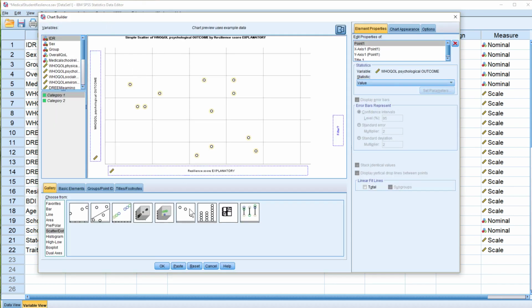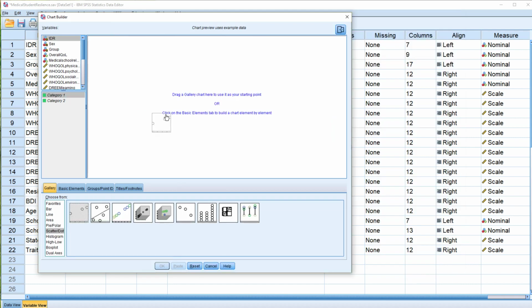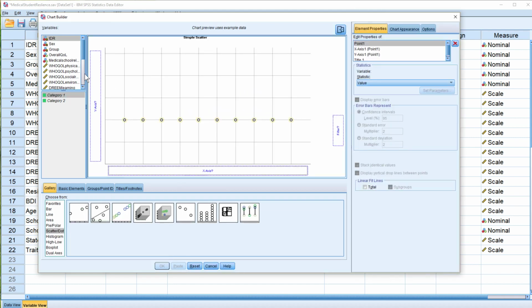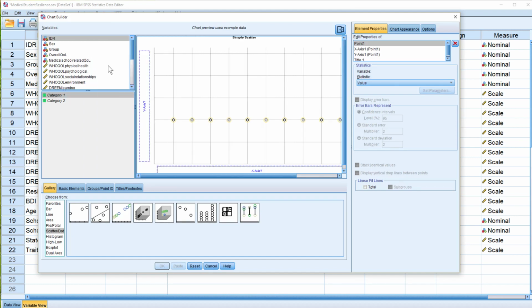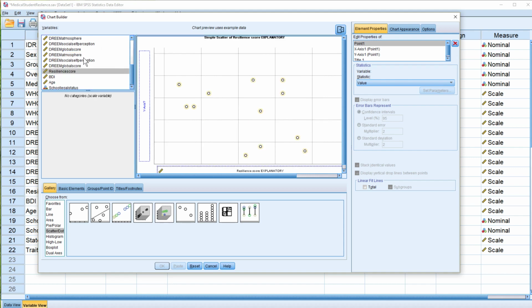I'll reset that. So I'm just going to extend this out so we can see this a little bit better. Oh, my little labels didn't show up. So our explanatory variable is the resilience score. So that would go on the x-axis, and the outcome that we're interested in this case, I've chosen psychological quality of life. You could choose something else. We're going to have that as the outcome. So that will go on the y-axis.